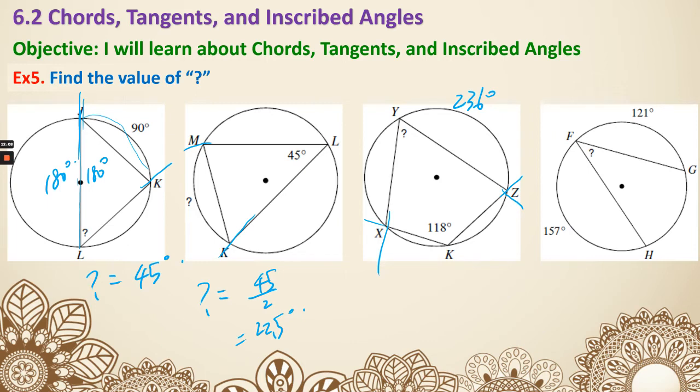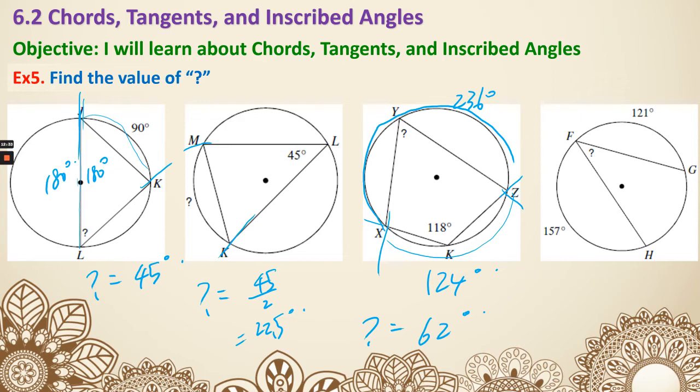And if that is 236 degrees, that would leave the rest. So we're going to use 360 minus that. That means the rest, which is this part, is going to be 360 minus 236. So it is going to be 124 degrees. So question mark will be half of that, which is 62 degrees.